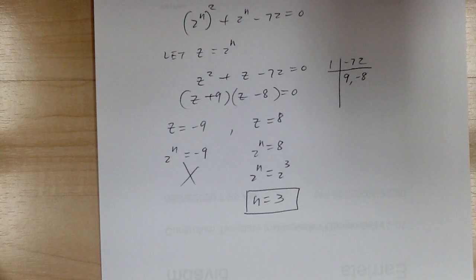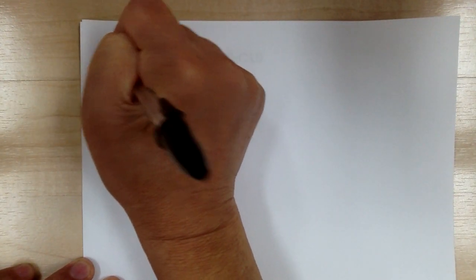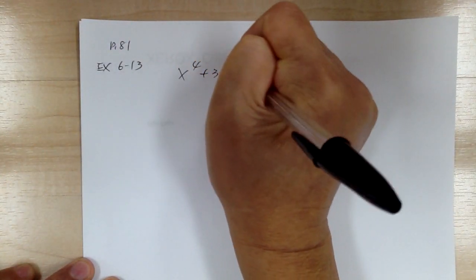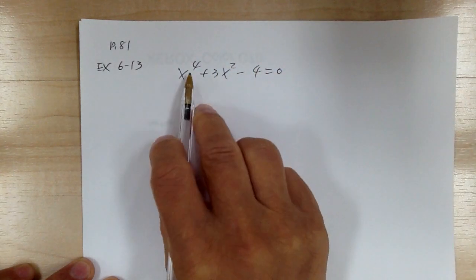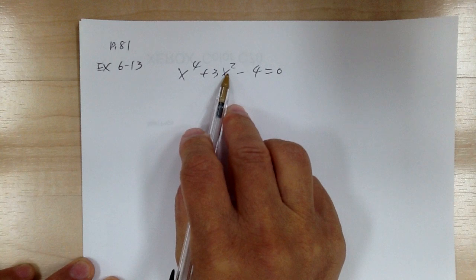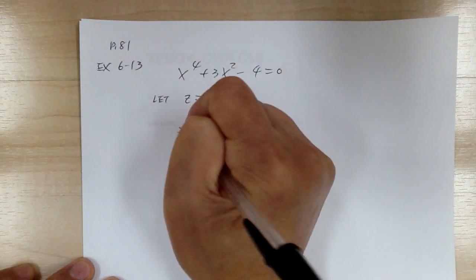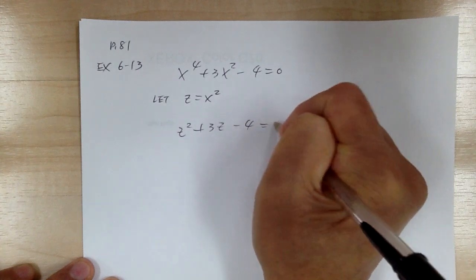Okay, let's go to example 6-13. You have x to the 4 plus 3x squared minus 4 equal to 0. So again, when one exponent is twice the other one, it means this is the square of that. You want to use substitution. So let z equal to x squared. So this becomes z squared plus 3z minus 4 equal to 0.